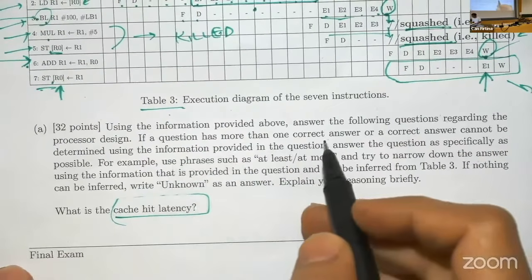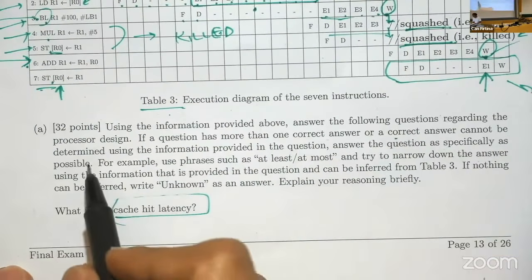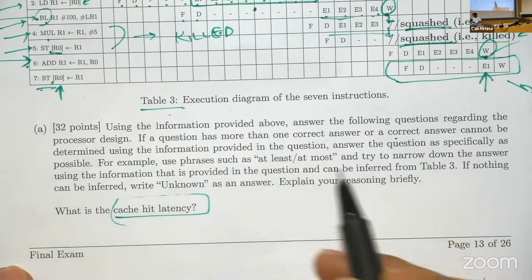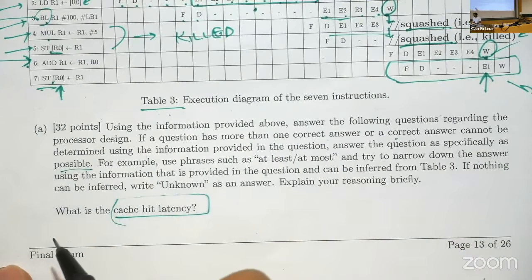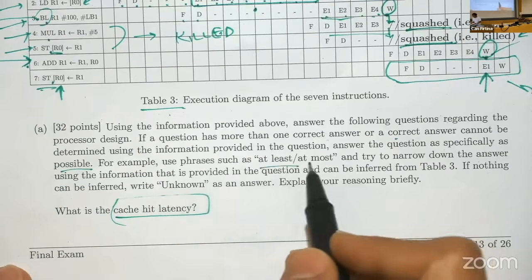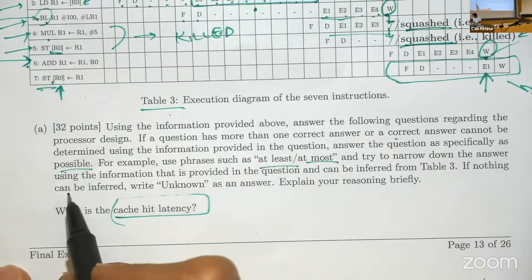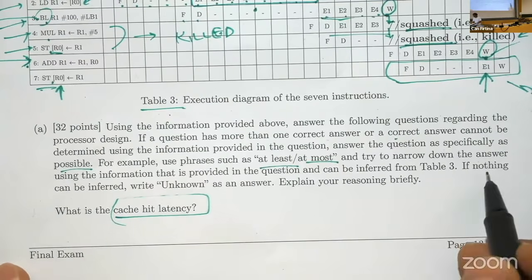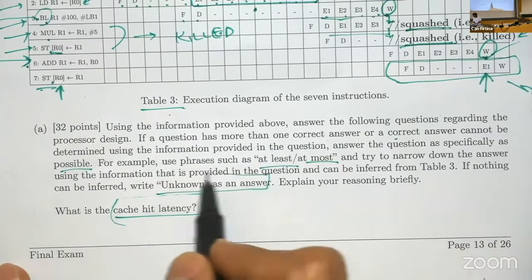If a question has more than one correct answer or a correct answer cannot be determined using the information provided, answer the question as specifically as possible. It is intentionally designed to be vague. Okay. Do not expect to find exact answers. All right. That gives me a hint that, okay, there might not be an exact answer. Use phrases such as at least or most and try to narrow down the answer. All right. If nothing can be inferred, write unknown as the answer.